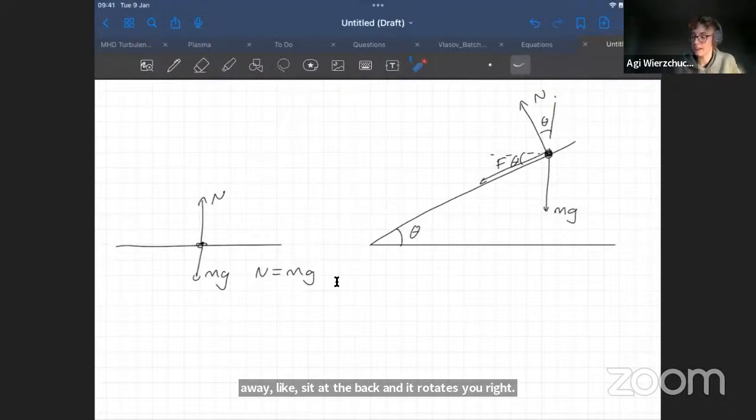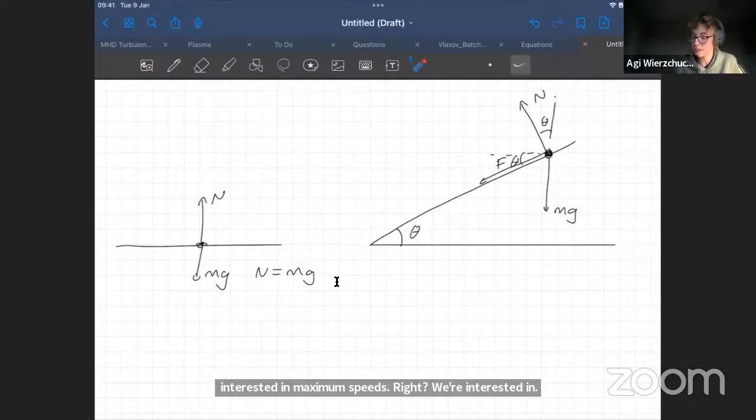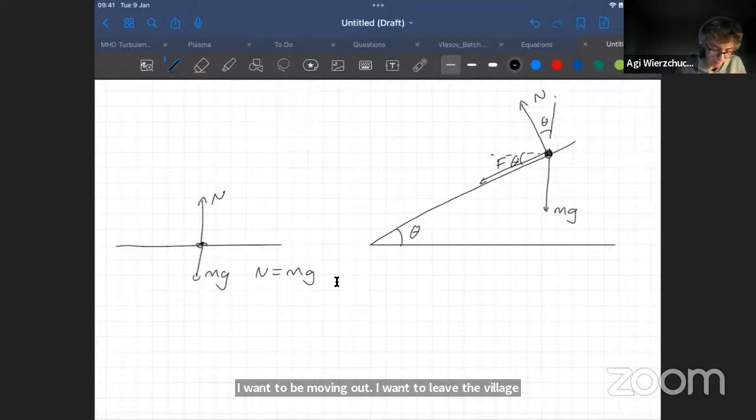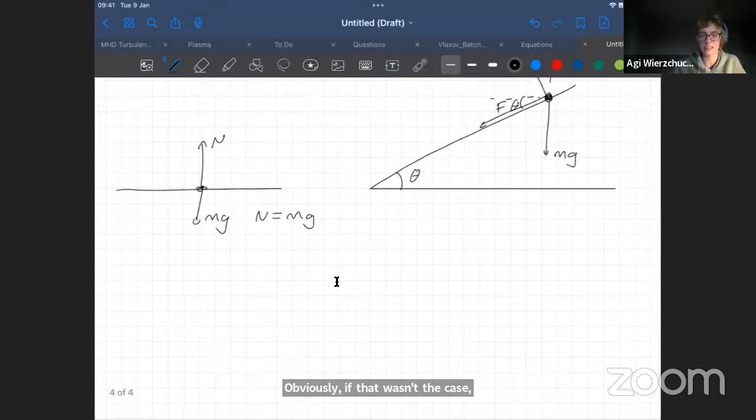But common sense: if you were riding around the velodrome really, really quickly, which is what we're interested in, maximum speeds, all these really big situations, then my friction should be stopping me. Remember, friction always acts in the opposite direction to the one that you want to be moving. That's why my friction is going down: I want to be moving out. I want to leave the velodrome. That's the whole situation. Obviously, if that wasn't the case, usually these signs get sorted out by themselves.